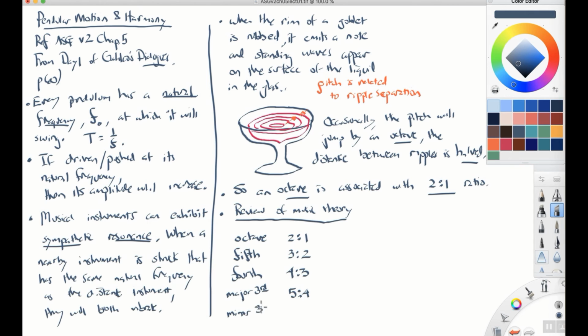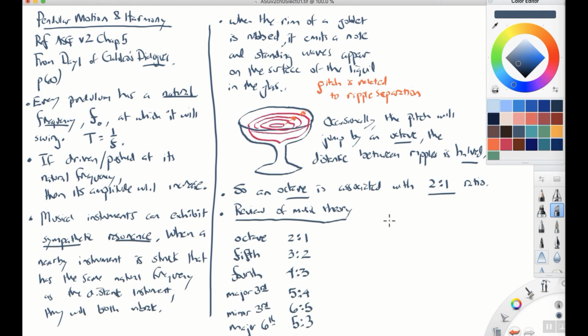A minor third is associated with a 6 to 5 ratio. I wish I knew more about music. And a major sixth is associated with a 5 to 3 ratio. Okay, so those are just some terms that are going to be coming up.